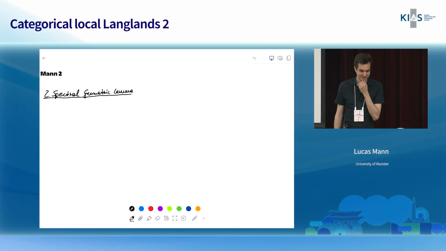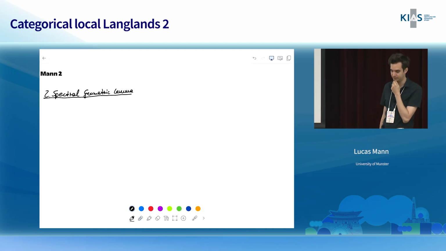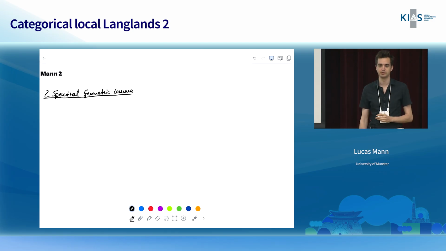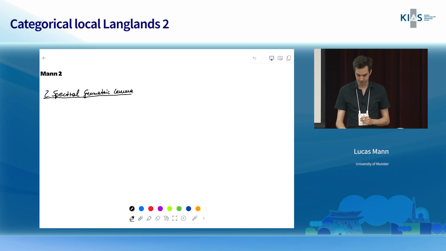Welcome back. In this talk, I will talk about the spectral geometric lemma that I hinted at in the first talk. This is the main technical tool that we need in order to prove the finiteness results on the L parameter stack, which then go into proving that R psi preserves compact objects.